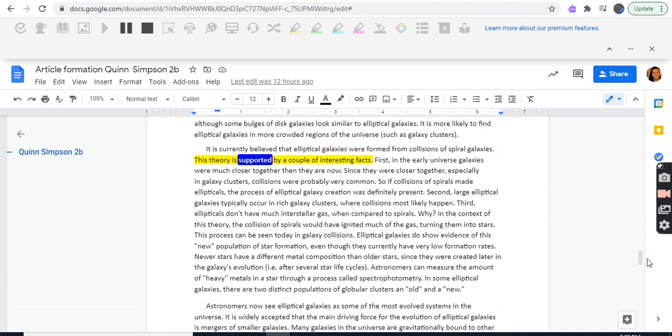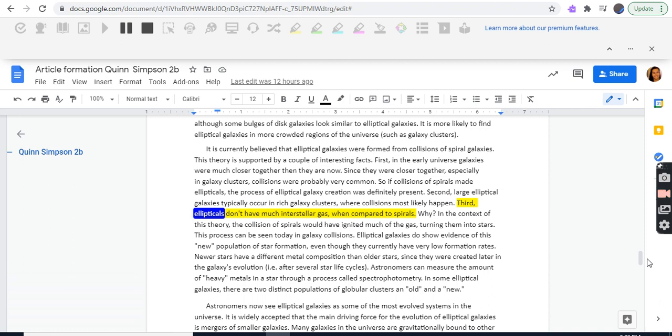This theory is supported by a couple of interesting facts. First, in the early universe, galaxies were much closer together than they are now. Since they were closer together, especially in galaxy clusters, collisions were probably very common. So if collisions of spirals made ellipticals, the process of elliptical galaxy creation was definitely present. Second, large elliptical galaxies typically occur in rich galaxy clusters, where collisions most likely happen.